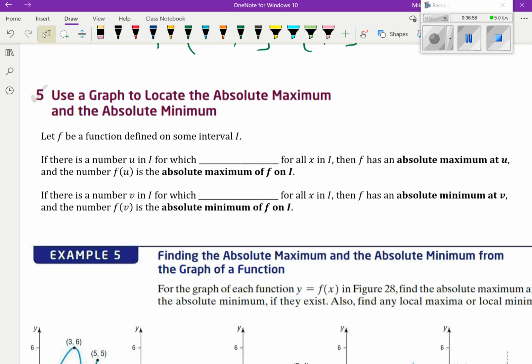So if f is a function defined on some interval I, and there's a number u in the interval for which the value of the function at u is larger than the value of the function for any other x in the interval, then we have a maximum at u, and the number f(u) is the absolute max. Likewise, if I have a number v, and f(v) is lower than every other f(x) for every single x in the function, then we say that we have an absolute minimum.